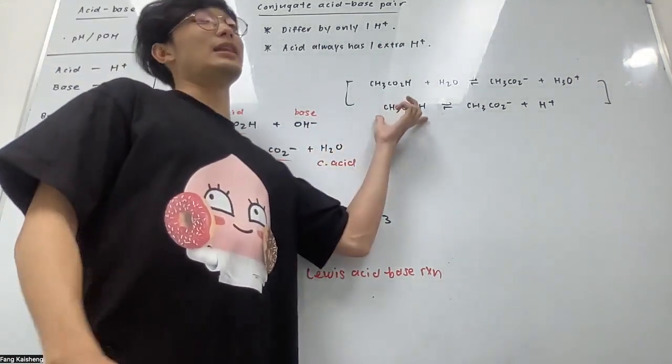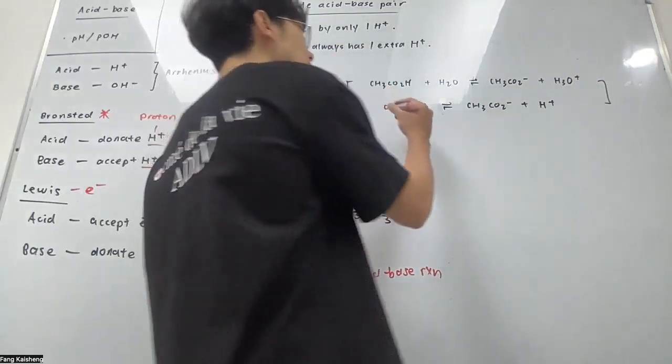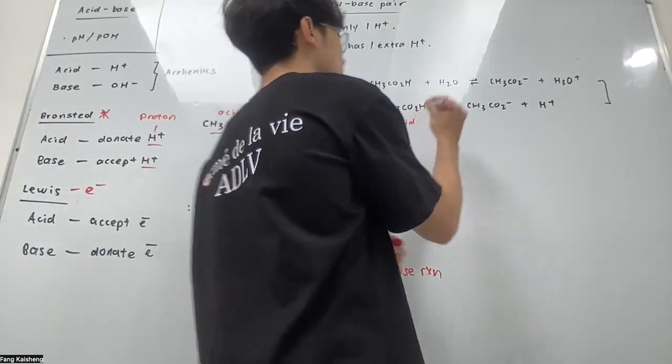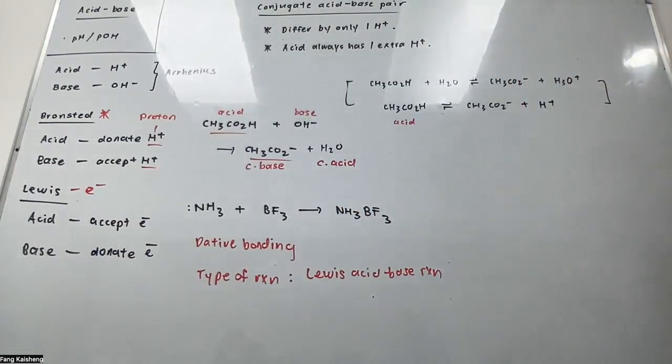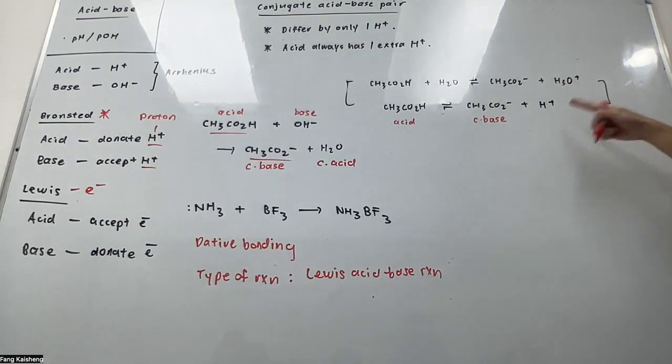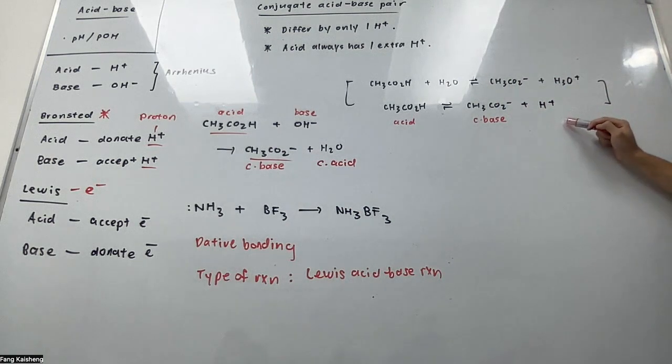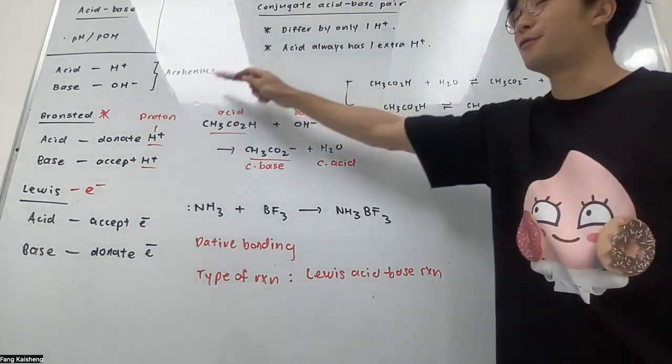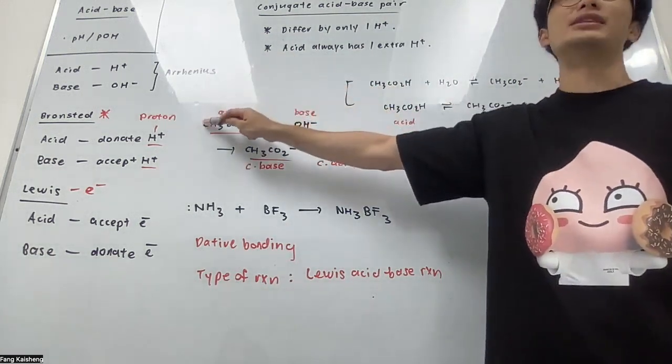Take a look at the second equation here. As you can see, this is an acid. So who is its partner? Clearly it is this one, the conjugate base. Now H plus is just whatever it is associated with. Can you all see? It's an example of an equation that fulfills both the Arrhenius and Bronsted theories.